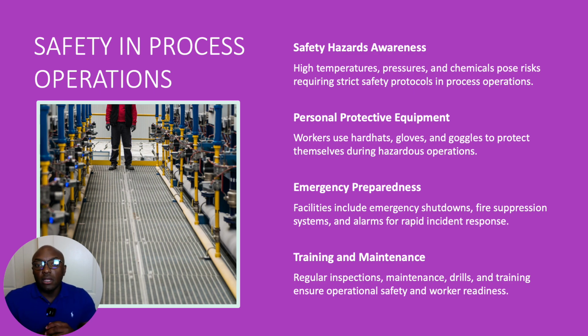goggles. Facilities are equipped with emergency shutdown systems, fire suppression equipment, and alarms to respond quickly to any incident. Regular inspections and maintenance help prevent accidents and ensure that all equipment is functioning properly. Safety drills and training sessions are conducted regularly to keep workers prepared. Teaching students about safety and process operations emphasizes the importance of responsibility and preparedness in the industrial setting.